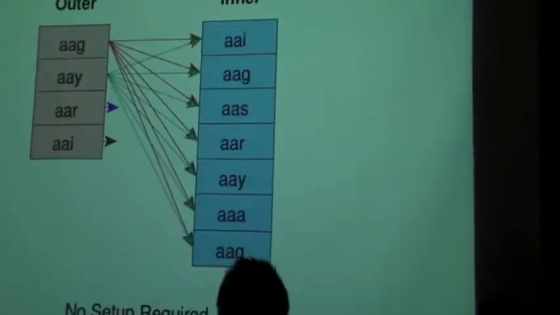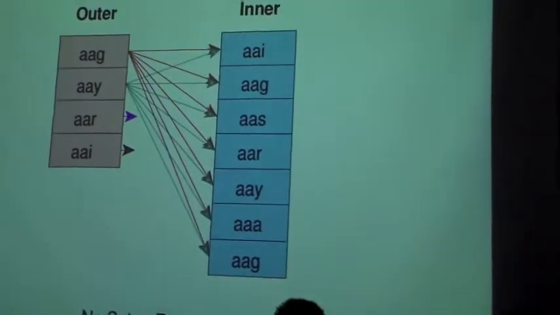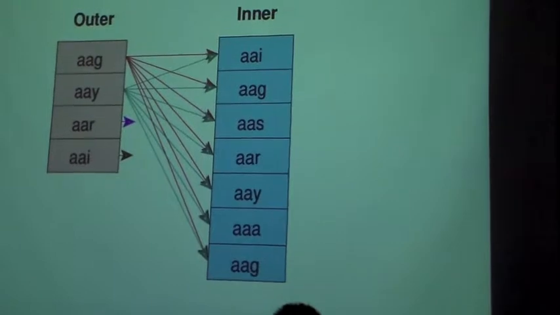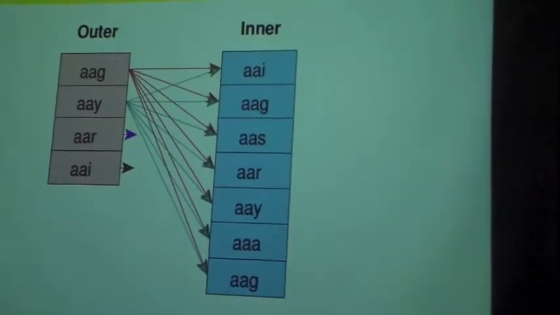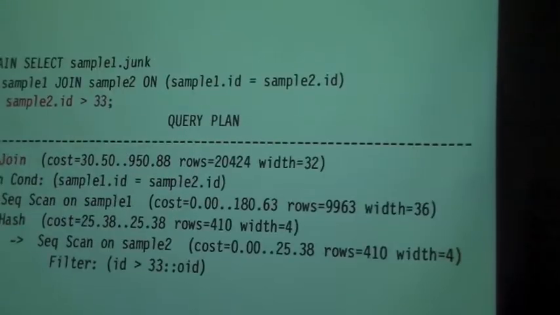Now the only reason this could be a win is if you have very small tables and there's no setup required. Okay? So very small joins potentially will use this because it's super fast. Right? And it looks like that.